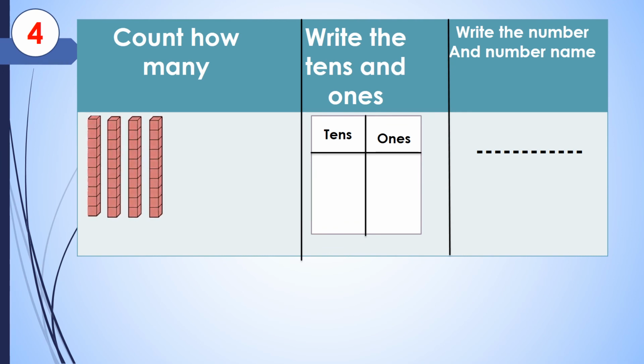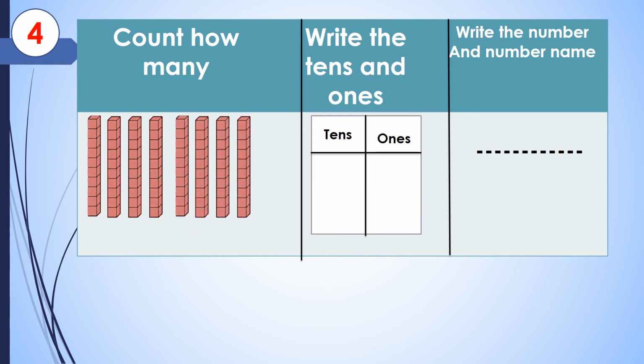Look, 1, 2, 3, 4, 5, 6, 7, 8. How many tens are there? 8. How many ones? There is no ones, so we put 0. How do we read it? 80. 80 in numbers and 80 in words.